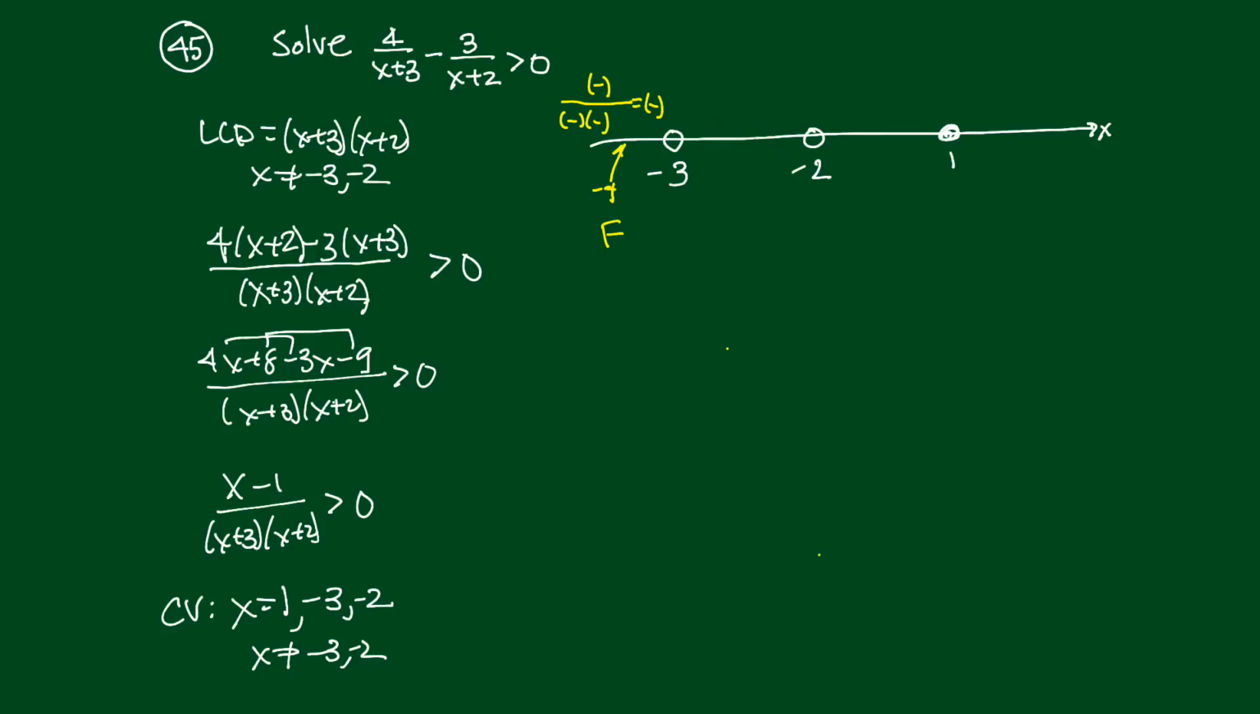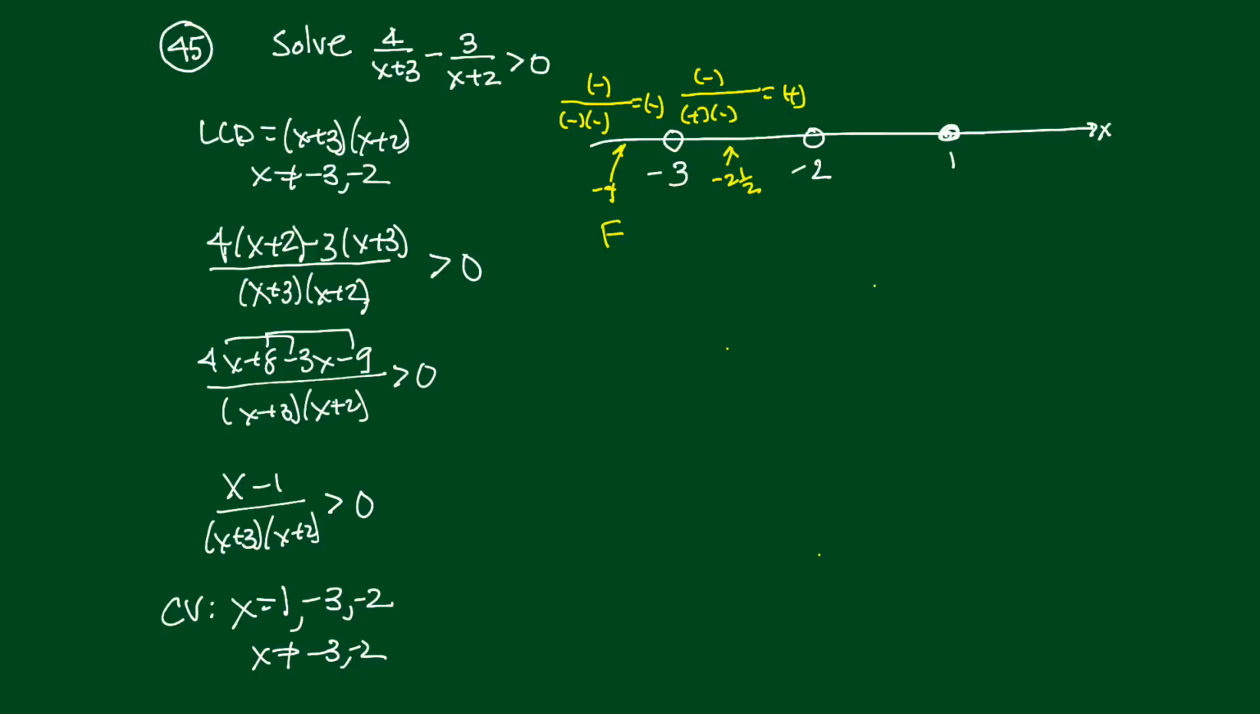Pick a number here, like maybe negative 2.5. If I put negative 2.5 right here, I'll get negative 2.5 minus 1, which is negative. And what about in the denominator? If you put negative 2.5 here, negative 2.5 plus 3 is positive, right? But then negative 2.5 plus 2, you're still negative. So it's going to be positive times negative in that denominator. And when you multiply that out, you end up with a negative, right?